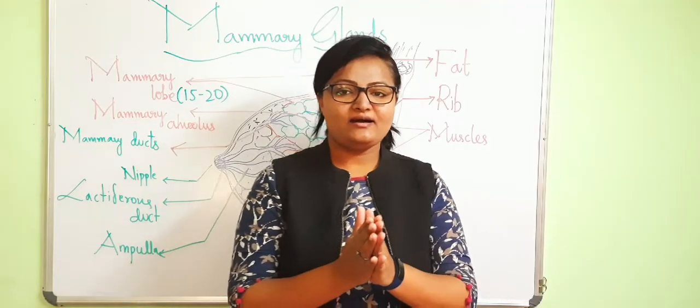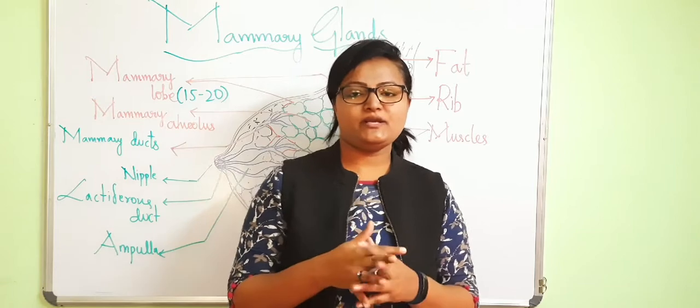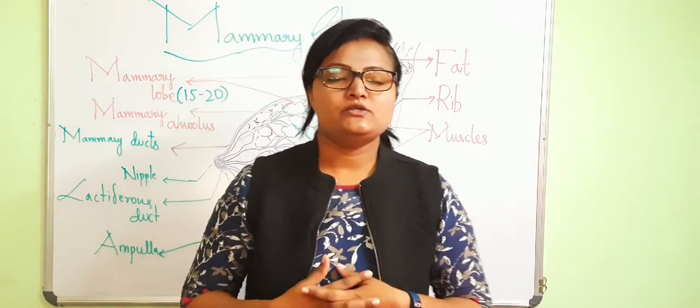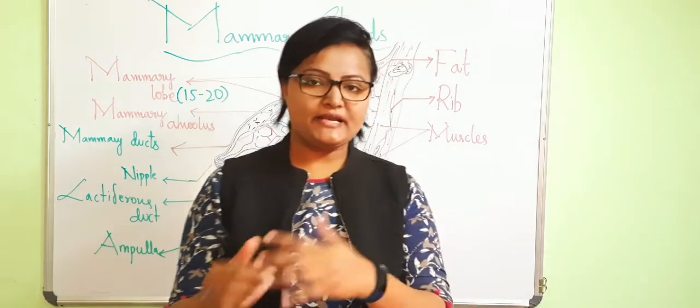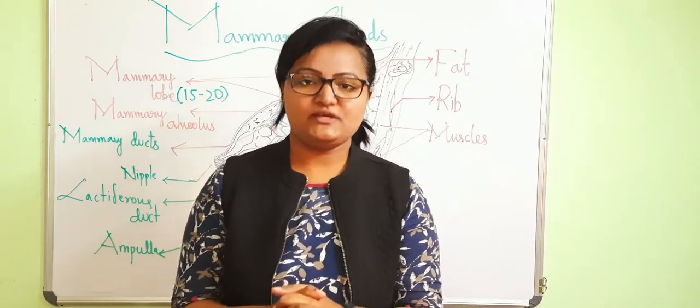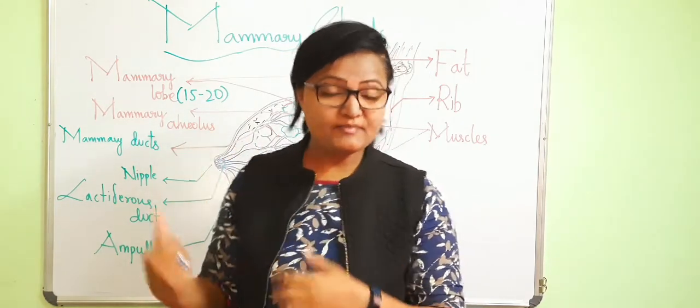Students, today we are dealing with one more structure in the human reproduction chapter. That is mammary glands, or breasts. So far we have finished the female reproductive system and the structure of external genitalia. So today, the mammary gland.